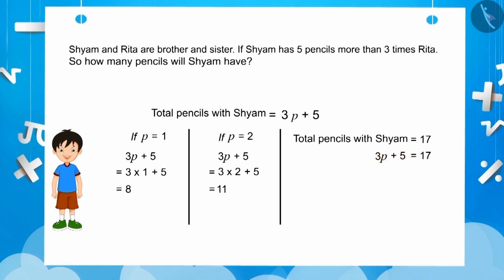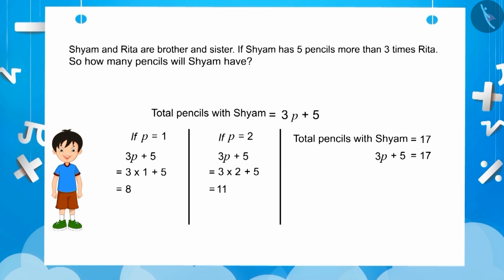By observing this equation, we find that the 17 pencils of Shyam depend on the number of pencils with Rita because Shyam will always have 5 pencils more than 3 times Rita's. So we can say that an equation always represents the condition on the variable.